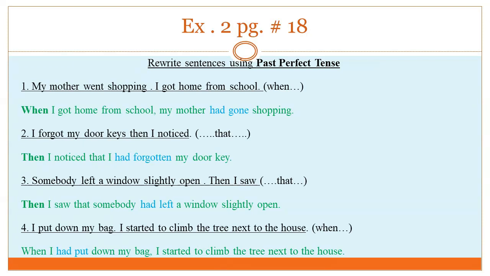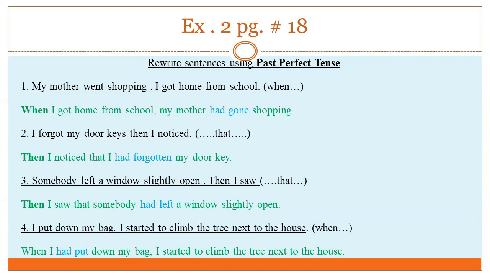Now, let us understand what we have done here. There are two ideas. My mother went shopping. I got home from school. These two ideas have happened in the past. So, when we have two events that happened in the past, one would be in past perfect tense and the other would be in simple past.